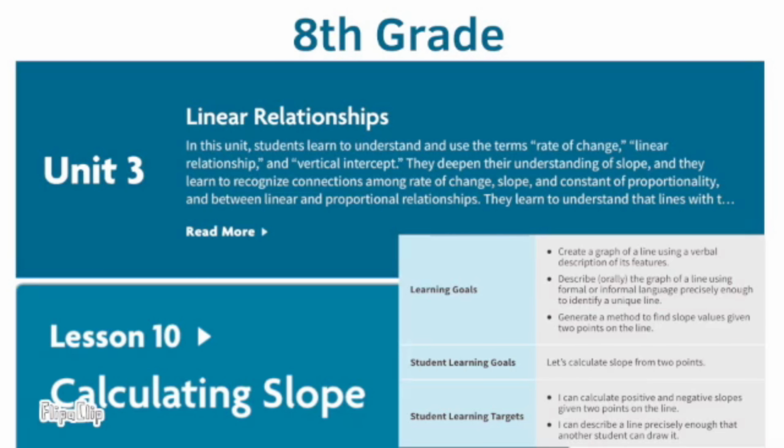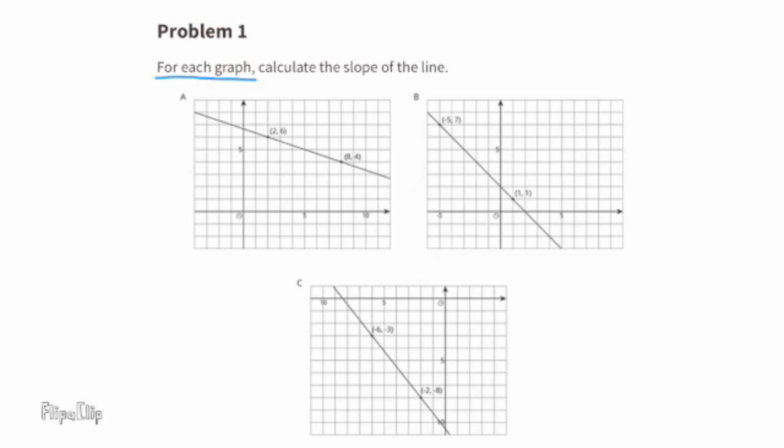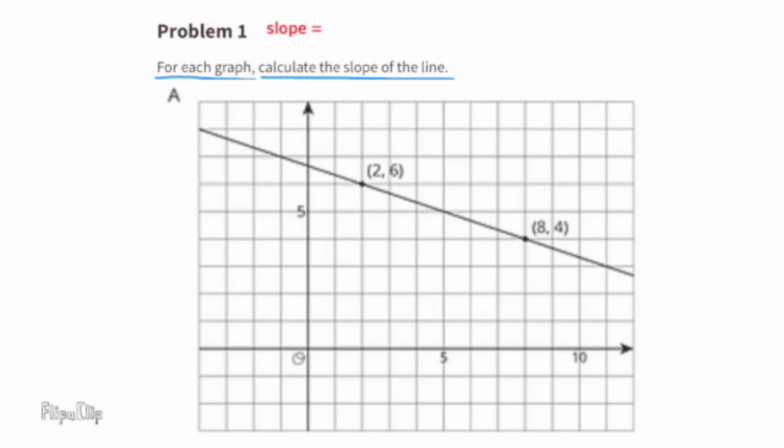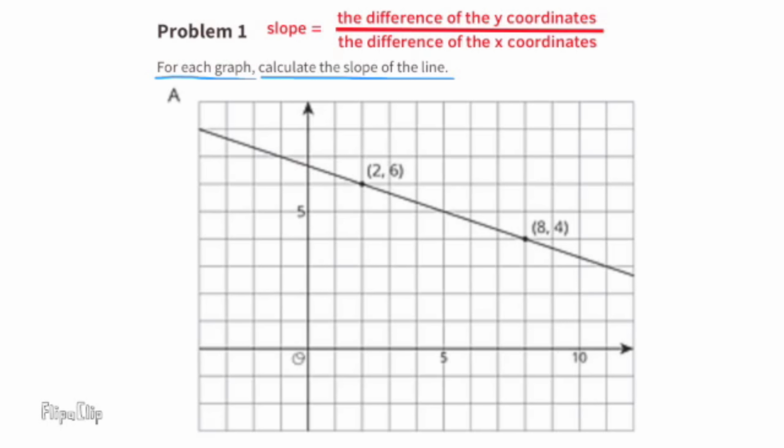8th grade, Unit 3, Lesson 10, Calculating Slope. Problem number 1. For each graph, calculate the slope of the line. We have to remember that the slope equals the difference of the y-coordinates over the difference of the x-coordinates, or y minus y divided by x minus x. You can do this either way: y2 minus y1 over x2 minus x1, or y1 minus y2 over x1 minus x2. If you don't understand it quite yet, don't worry, I'll show you what I mean.